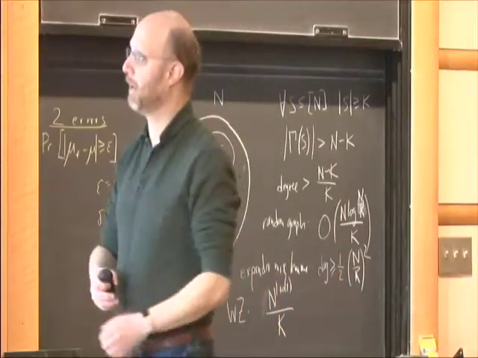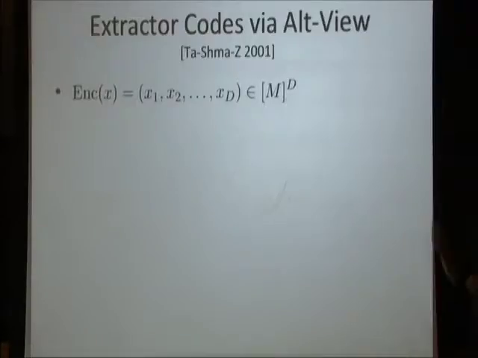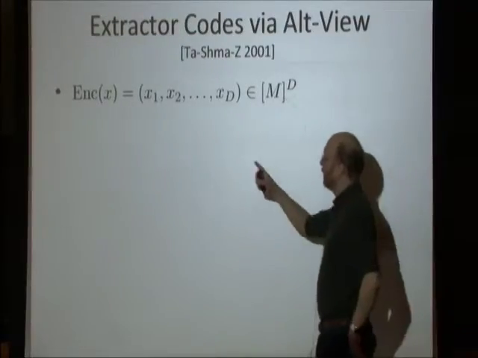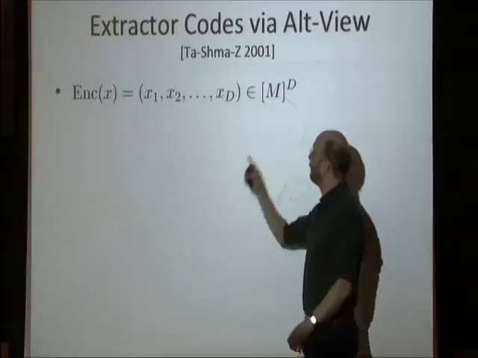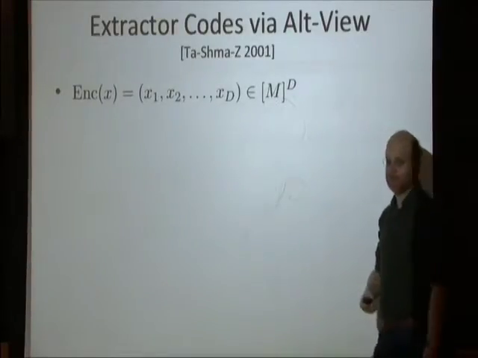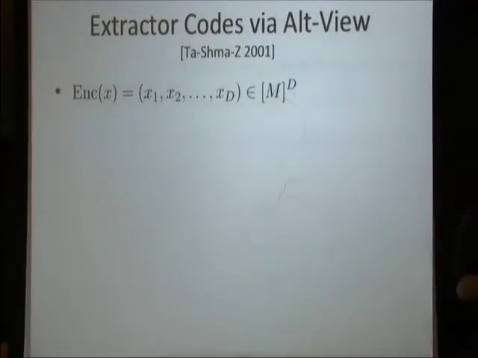Okay, another use of extractors is for error correcting codes. Here we'll take a somewhat non-traditional view of codes. We're going to encode a string x by d symbols over a very large alphabet, so each symbol is in 1 through big M. So it's a large alphabet.